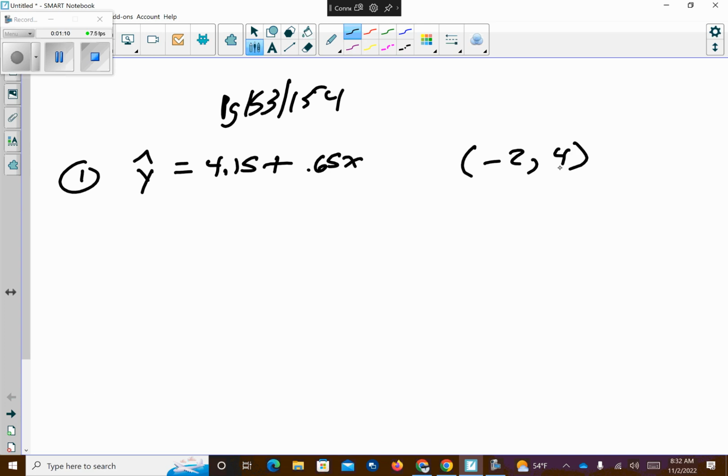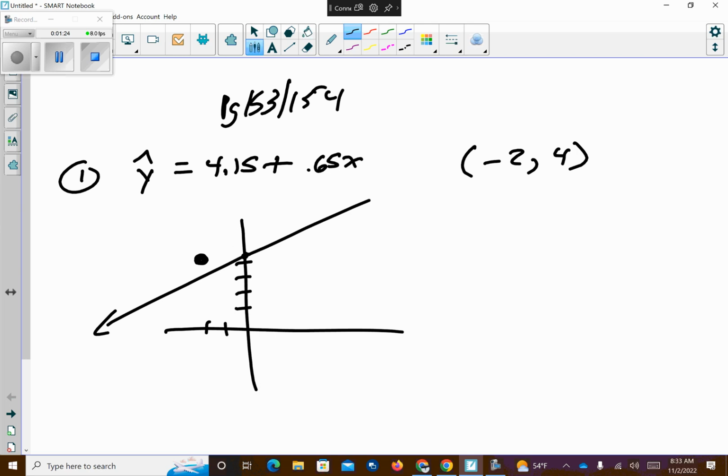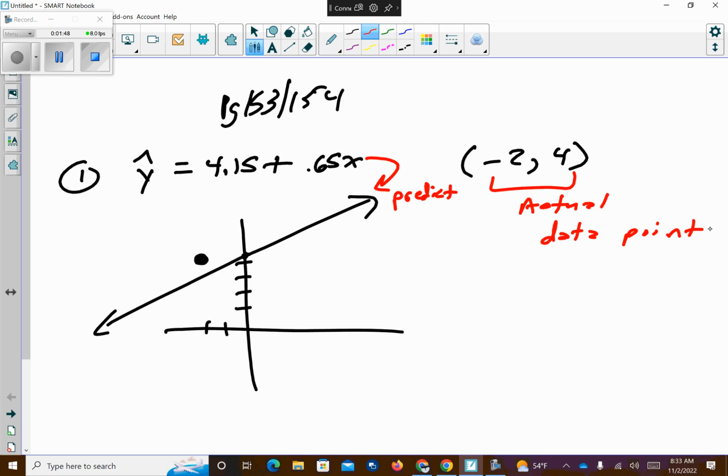Things that we have to realize: we have the point -2 comma 4 here, and then we have 4.15, and it's got a mild slope. So we have this line of best fit. I don't know if that dot is technically below it or not. We'll find out in a moment. This is our line of best fit. This is what we use predictions on. This is the actual data point. Obviously there were probably a lot more of these used to get that line of best fit.